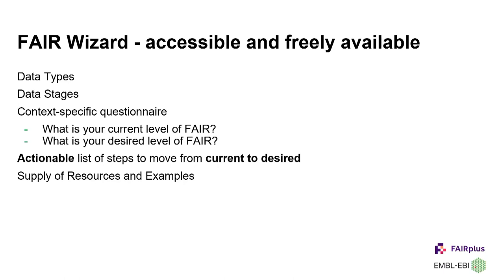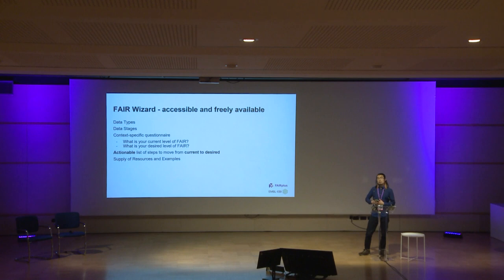It takes into account multiple data types. So you can be working with protein data, DNA, clinical data, demographic data, and it also takes into account the different data stages that you're working at. You can be at the project planning stage. You can be at the, oh, I've already got all of my data and I'm attempting to submit it now to an archive, how do I make my data FAIR stage? Or different stages, all encompassing the context-specific ways that you can apply FAIR principles.